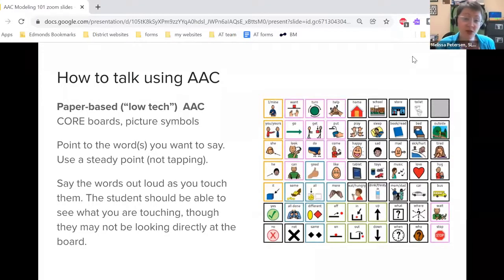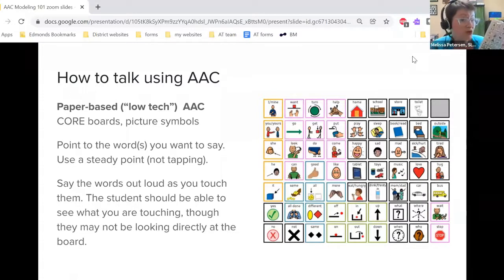If you are talking using a core board or a paper-based AAC system, you do the same thing. You point, and you want to use a steady point. I will point that out because I know it's kind of a tendency to tap, tap, tap. But if you think about it, if you're doing that, like I'm looking at "go" right now, I'm saying go, go, go, go, go. Every tap is like saying it again.